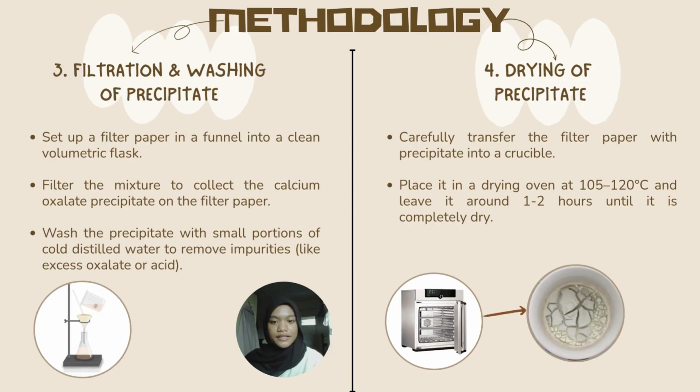Next, the third step is the filtration of the precipitate. Set up a filter paper in a funnel over a clean volumetric flask. Filter the mixture to collect the calcium oxalate precipitate on the filter paper and wash the precipitate with small portions of cold distilled water to remove impurities like excess oxalate or acid. The fourth step is the drying of the precipitate. Carefully transfer the filter paper with precipitate into a crucible and place it in a drying oven at 105 to 120 degrees Celsius and leave it around 1 to 2 hours until it is completely dry.